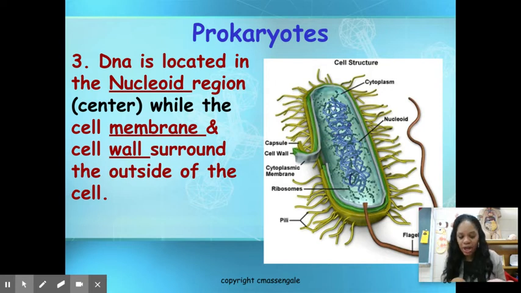DNA, of course, in a prokaryote, number 3, is going to be located in a nucleoid region, the central region of the prokaryote. Okay, and then it will have a cell membrane and a cell wall that's going to be on the outside.